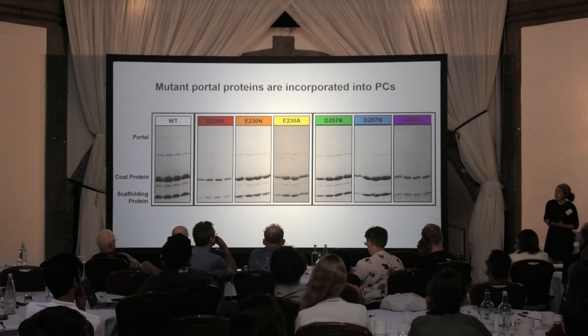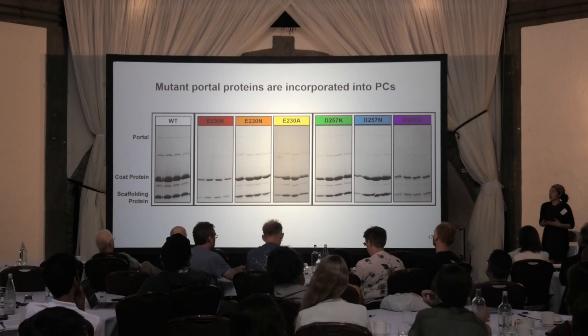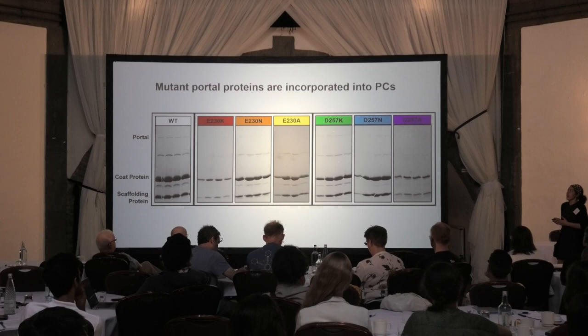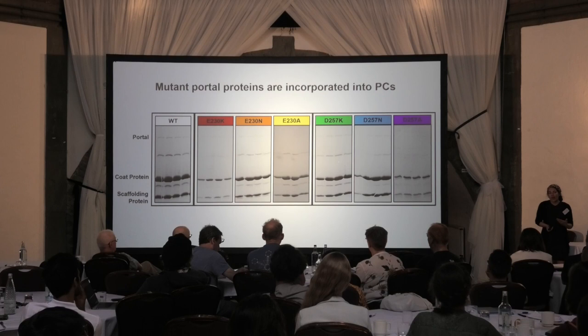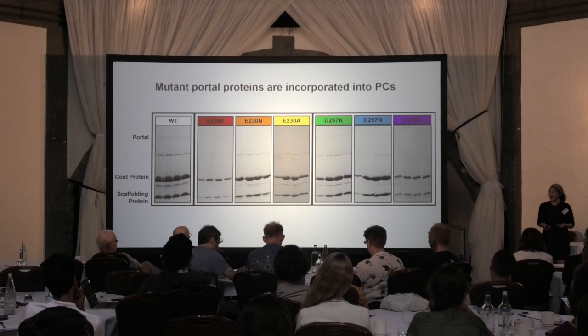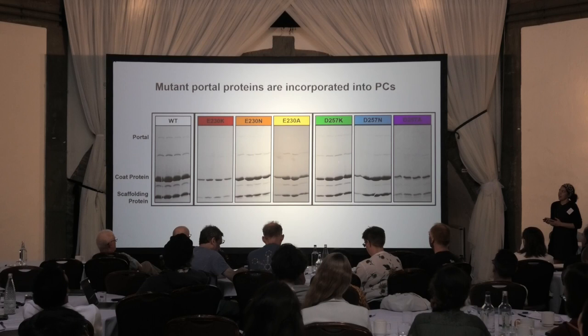I first assessed this by looking at SDS-PAGE gels of the peak procapsid fractions from sucrose gradients of cell lysates for E230K, E230A, as well as D257K and D257A. What I find is that all but E230A are able to incorporate portal into the procapsids, shown by the band here. For E230A, it's very hard to see. There's a little bit of portal, but I would say that this mutant has some incorporation defect.